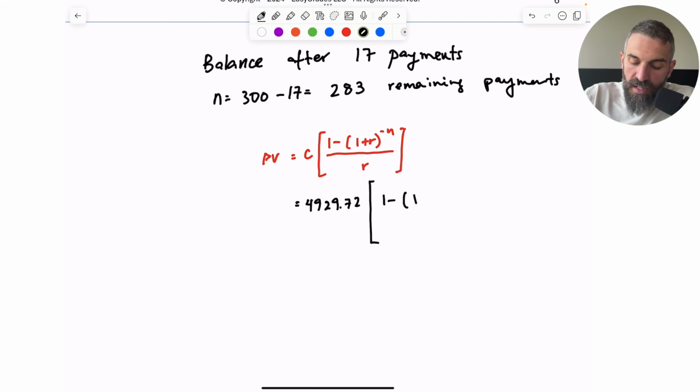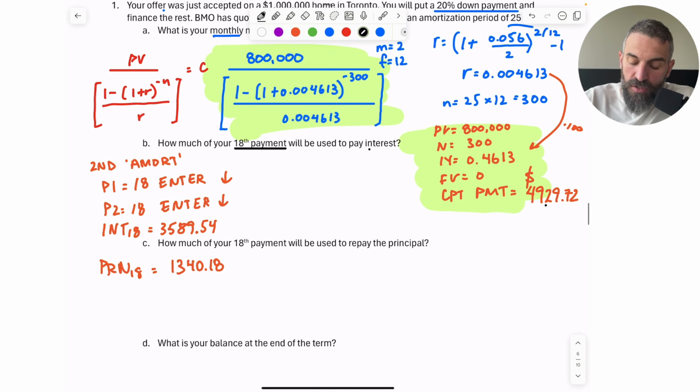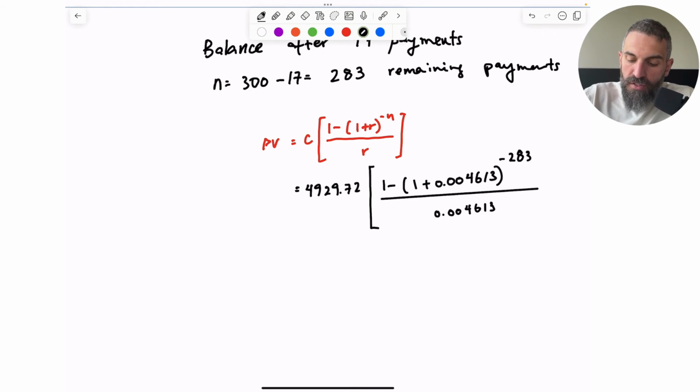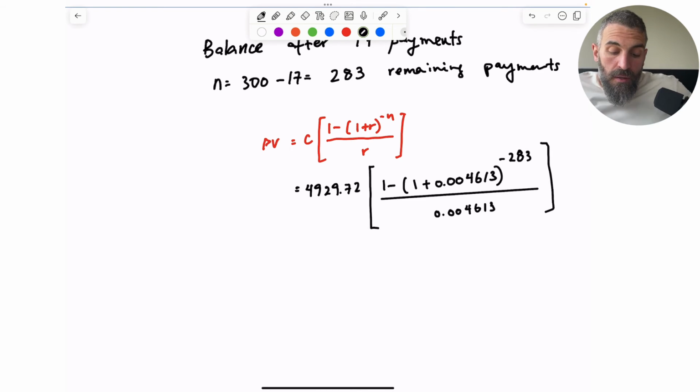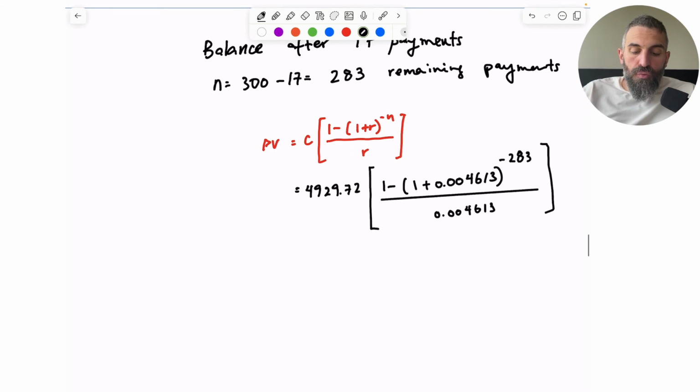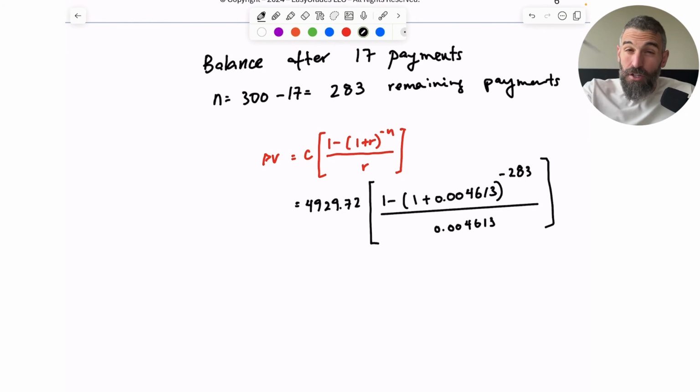You know your rate hasn't changed. It's still 0.004613. Your N is what's changing, so you're changing that to 283. And then your R. So if you want to find your balance after any particular number of payments, just remove those payments from the initial and solve for the present value. Okay, so let's try that.